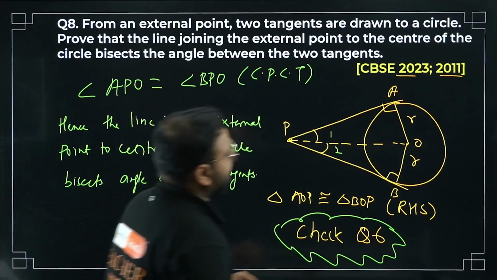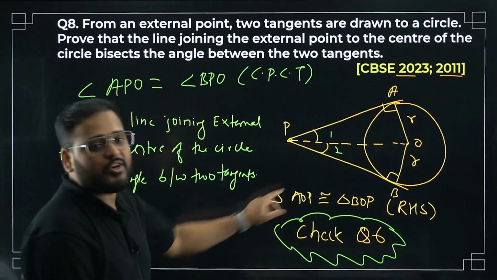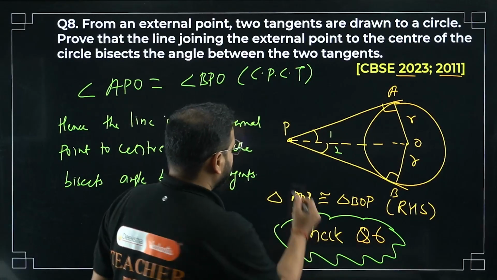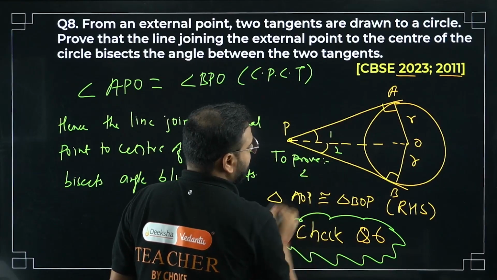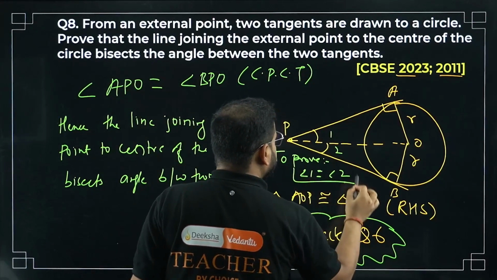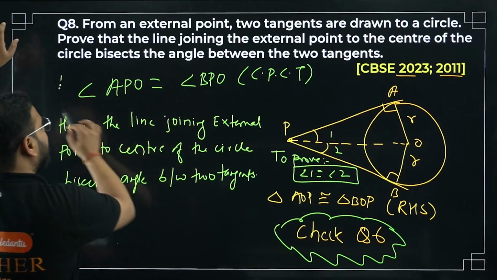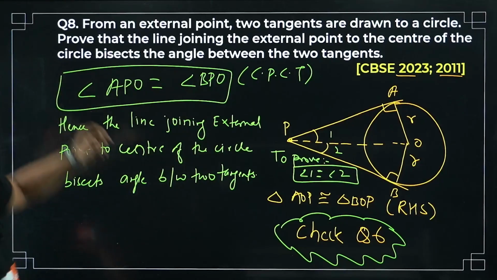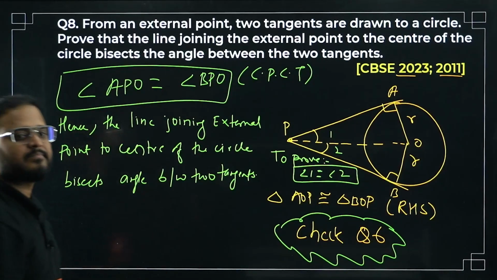If you want, I can write it over here. I don't have the space, so just mention it as the to-prove part: we have angle 1 equal to angle 2. Here, APO equals BPO. We have proved it. Hence the statement is confirmed. Question number 8 is done.